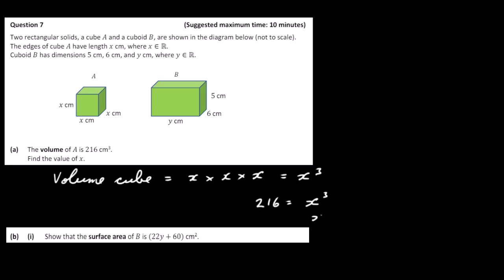Okay, so what you've got to do here is look at the volume of a cube. It's just going to be x times x times x, which is just x cubed. So x cubed is equal to 216. x then is just going to be the cube root of 216. So x is equal to 6 centimeters. 6 times 6 times 6 will give you 216.